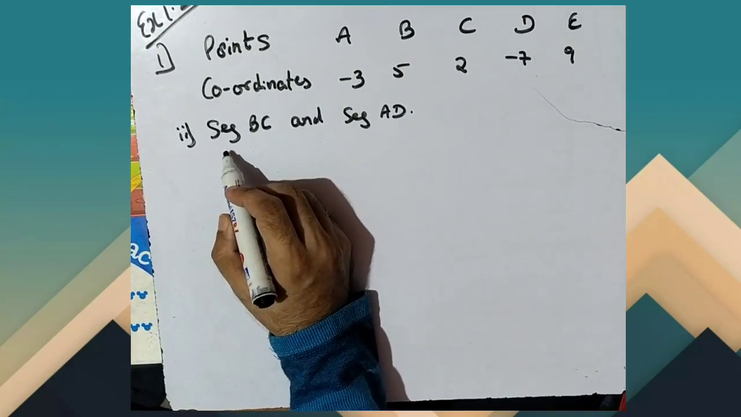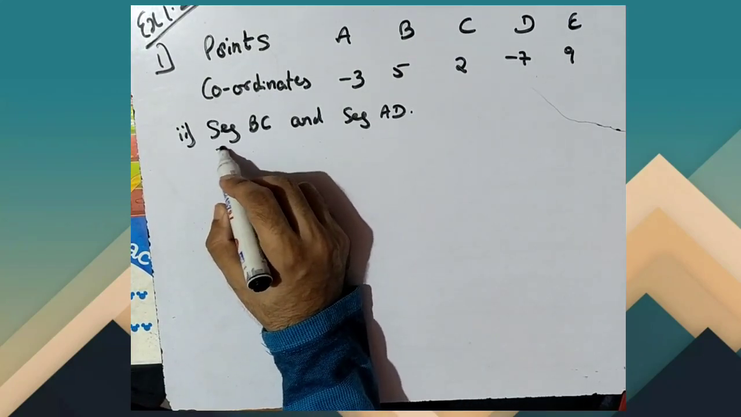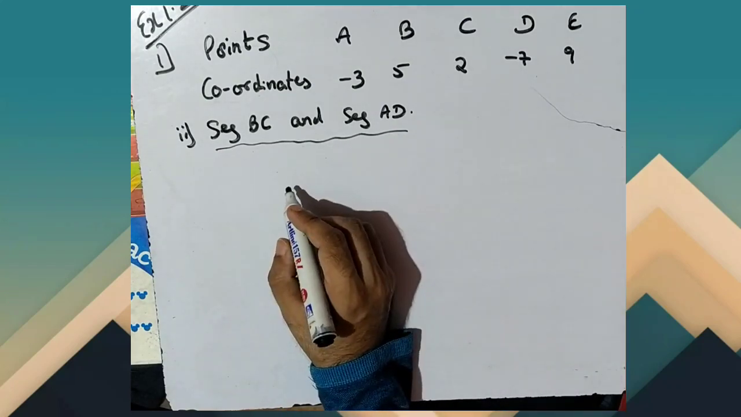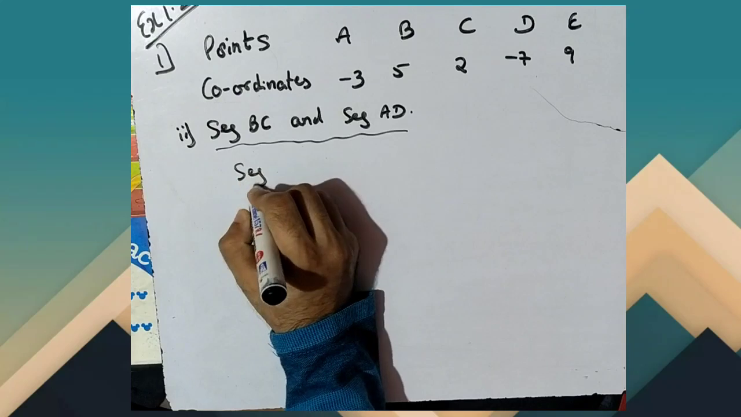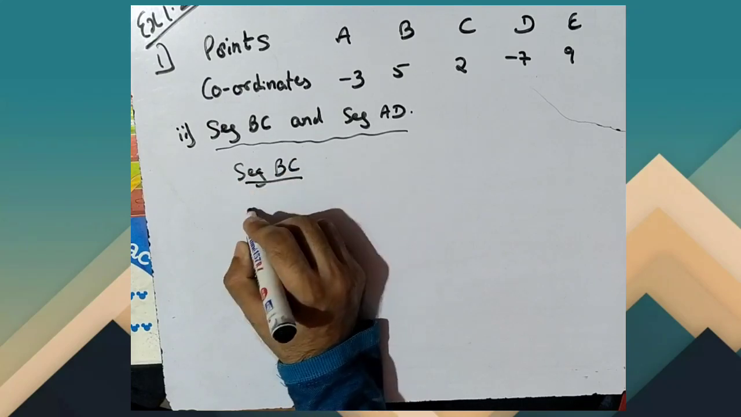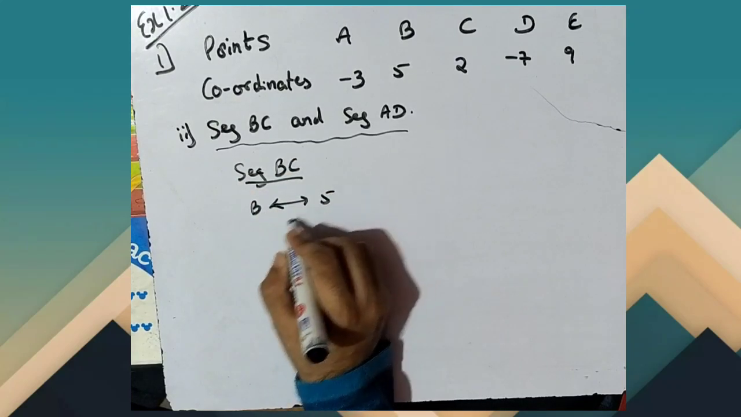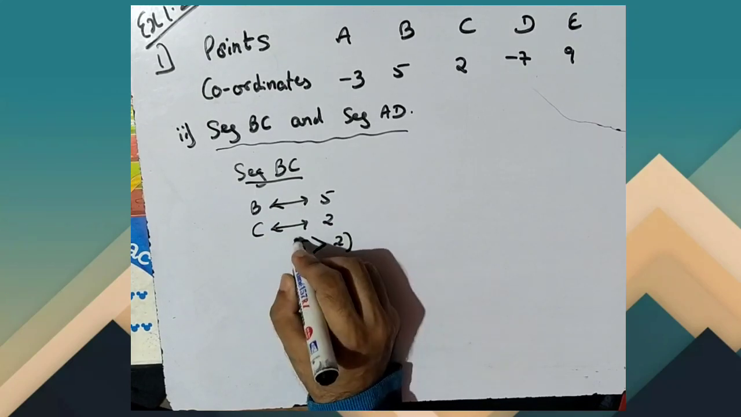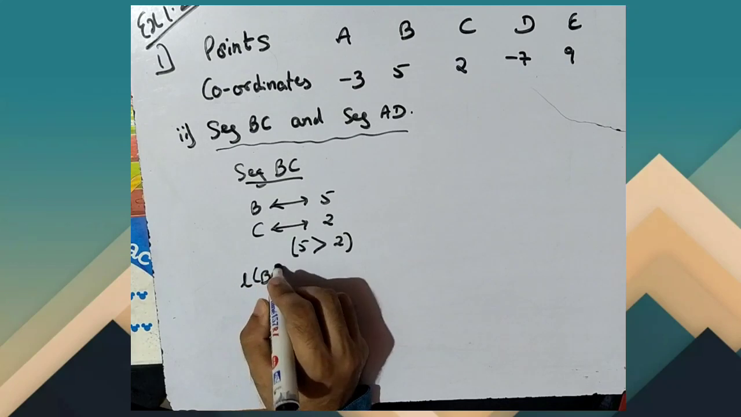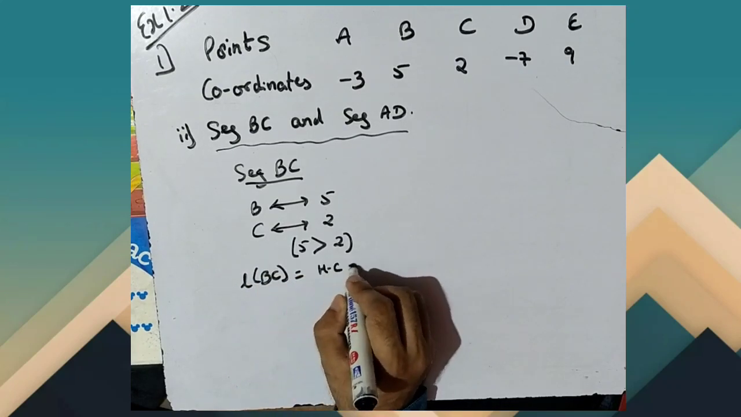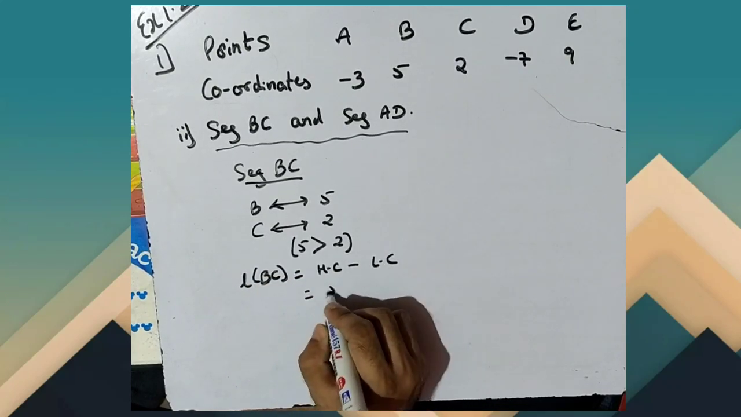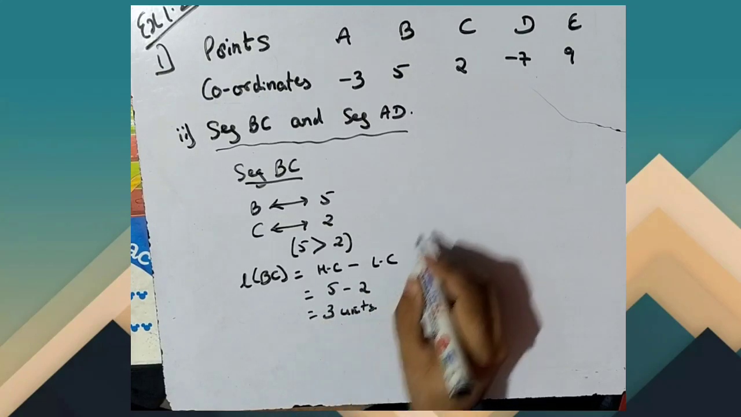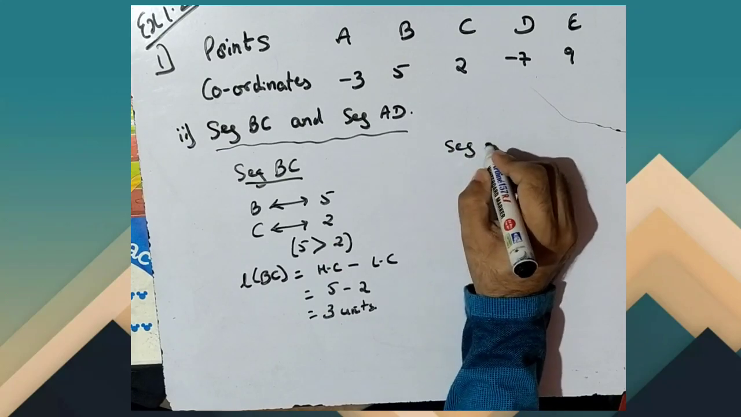In the second sum, we have to find out whether segment BC and segment AD are congruent or not. First, we will find out length of segment BC. B coordinate is 5, C coordinate is 2. 5 is greater than 2. Therefore, length BC is equal to higher coordinate minus lower coordinate is equal to 5 minus 2 is equal to 3 units.